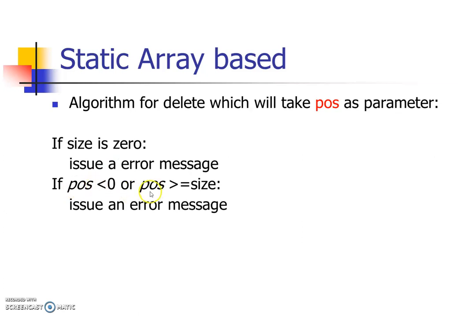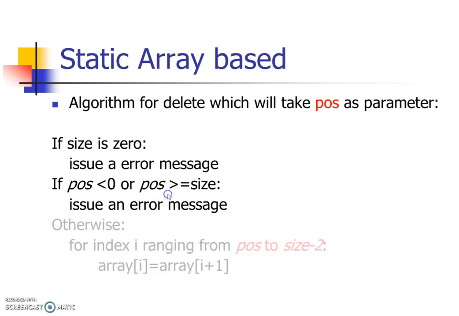Position, we do the same thing about the checking. It cannot be negative values and it needs to be within the size value. So if the position is negative or position is greater or equal to size, then it is wrong. So we need to show an error message. Otherwise, it's pretty straightforward. Starting from the position that we want to do the delete, we are going to take the element of the next location and store it in the position specified. And we will keep doing that until size minus 2.